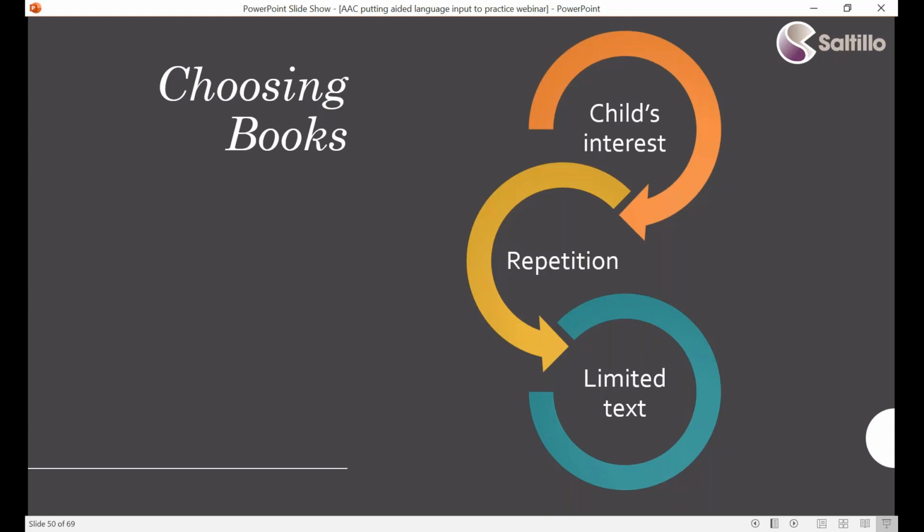Another thing to think about is finding books with limited text. I find this is going to be the case with a lot of our picture books, but just thinking about that makes it easier for you as the communication partner. That way you don't have to simplify the text.